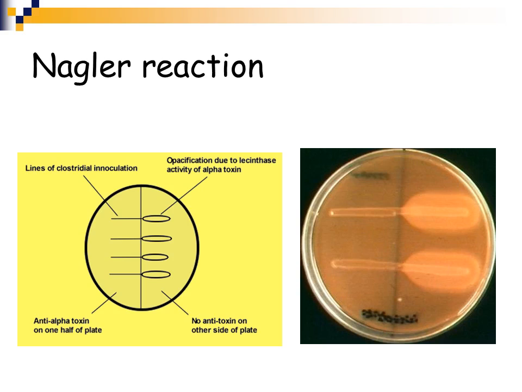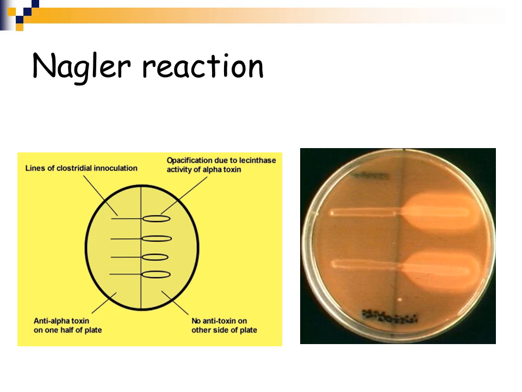Now here is an actual picture of a plate and a schematic of the Nagler reaction. So what you would have is your egg yolk agar plate where you would be looking for your lecithinase production. You are going to have lines going across of your different suspect Clostridium species. On one half of your plate, you have the anti-alpha toxin, and on the other half of the egg yolk agar plate, you don't have any antitoxin.